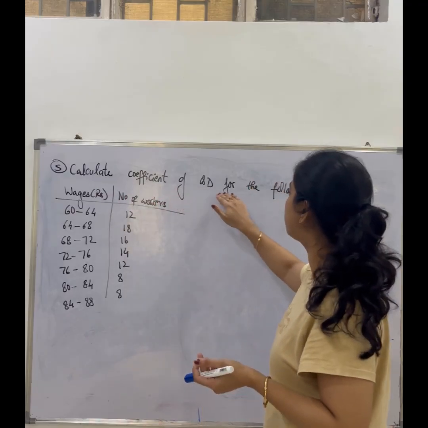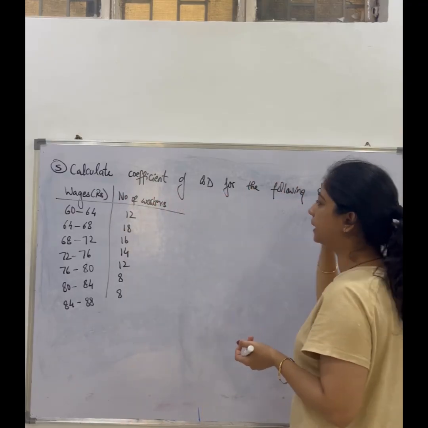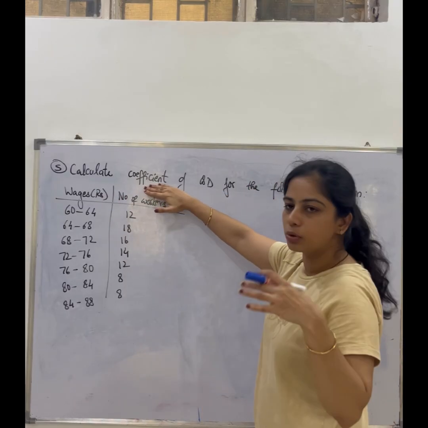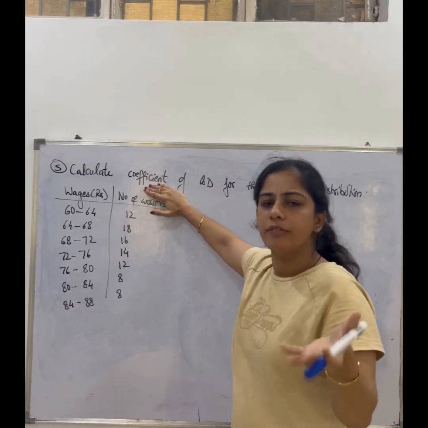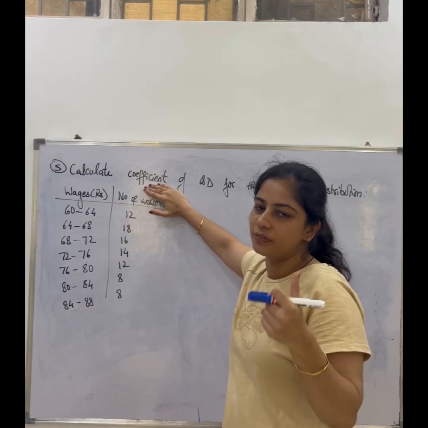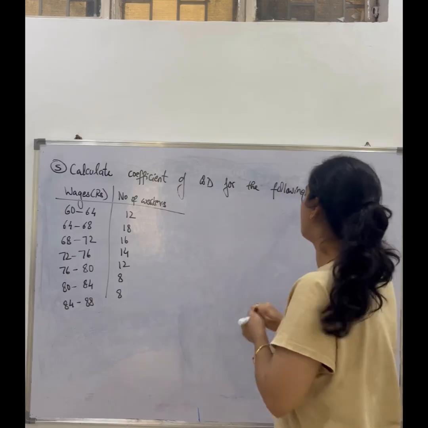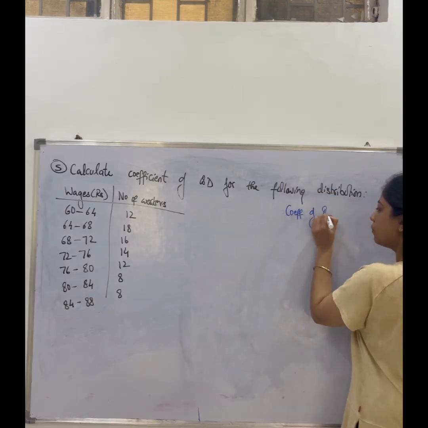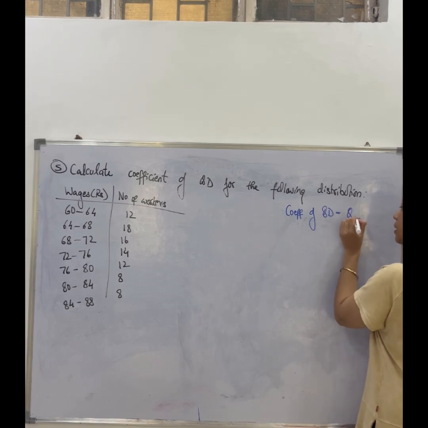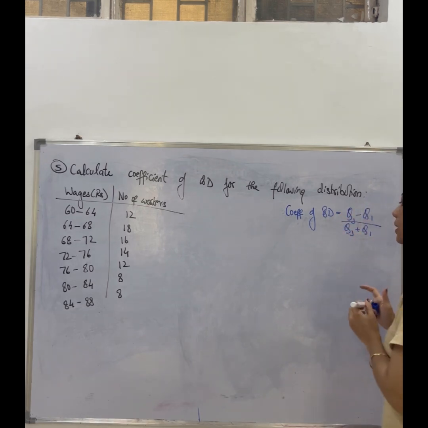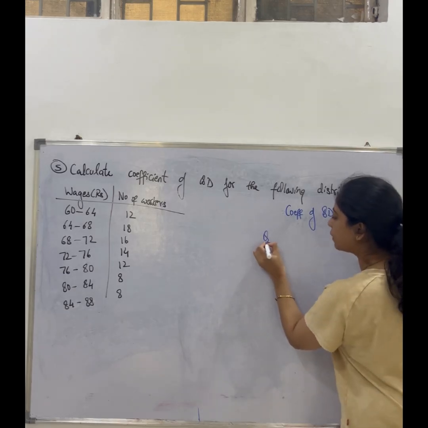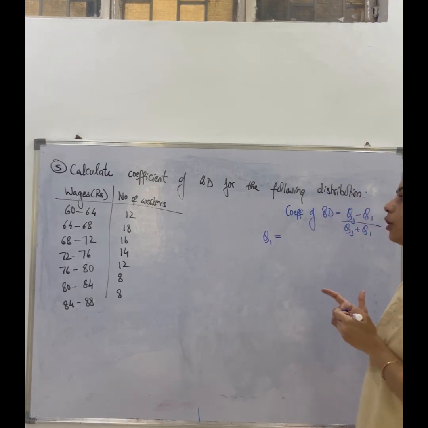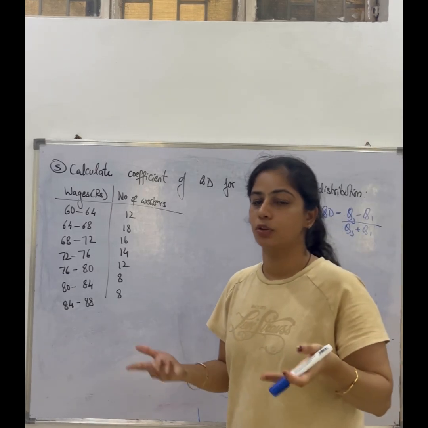Calculate coefficient of quartile deviation for the following data. So they have directly told us to find the coefficient of quartile deviation. Now even for finding the coefficient of quartile deviation, we again need Q3 and Q1. So let's write the formula first. Coefficient of quartile deviation is nothing but (Q3 minus Q1) by (Q3 plus Q1). So for that, we need to find Q1. Now your Q1 and Q3 again will be based on your data.